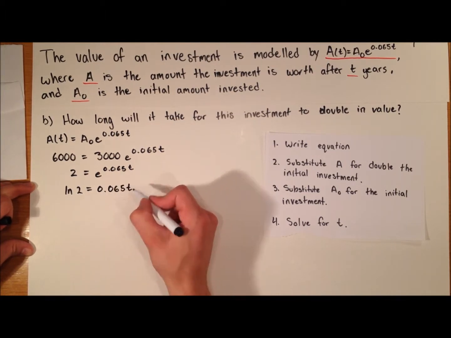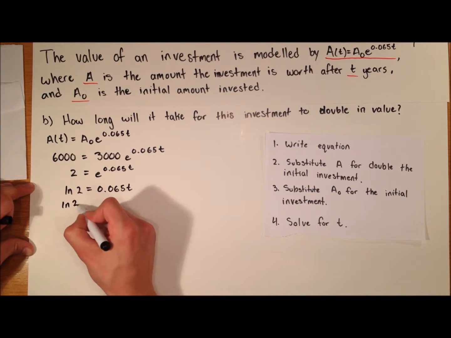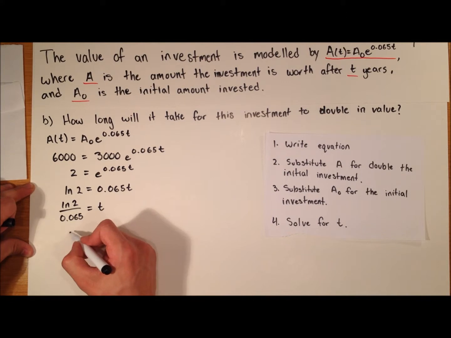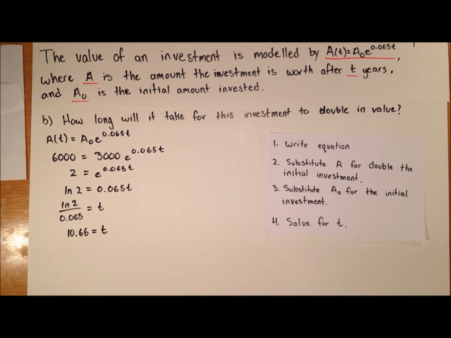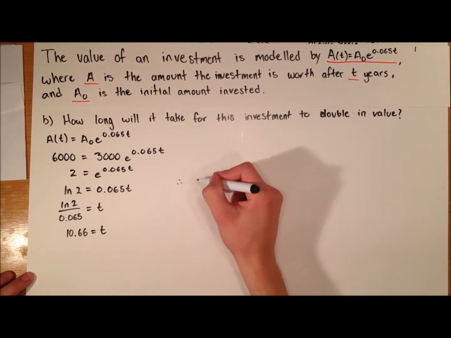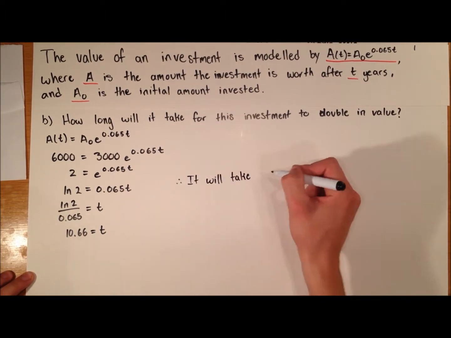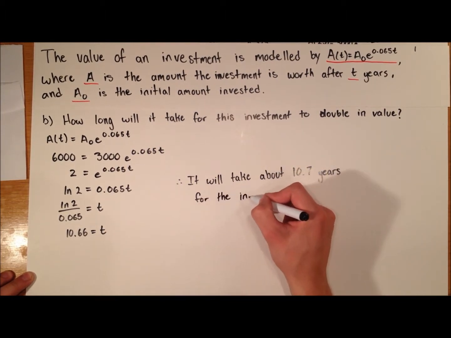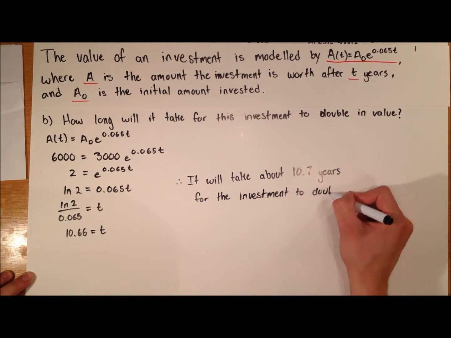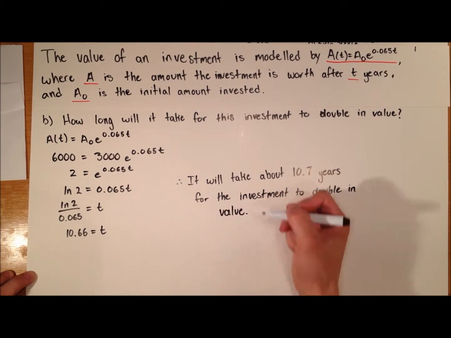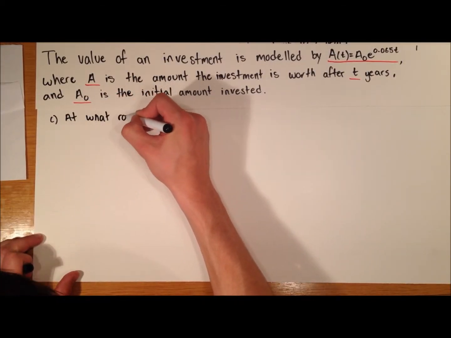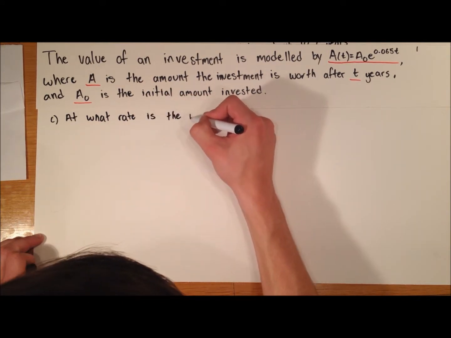After writing our initial equation and substituting 6,000 for A, all we have to do is divide by 3,000 to remove the A naught term from the e. We're left with 2 equals e to the power 0.065t. We then take the ln of both sides in order to remove the e, and then we divide by 0.065 in order to isolate t. We come to the answer 10.66 equals t, which means that it will take about 10.7 years for the investment to double in value. Now that we've completed that, we can continue on to Part C.